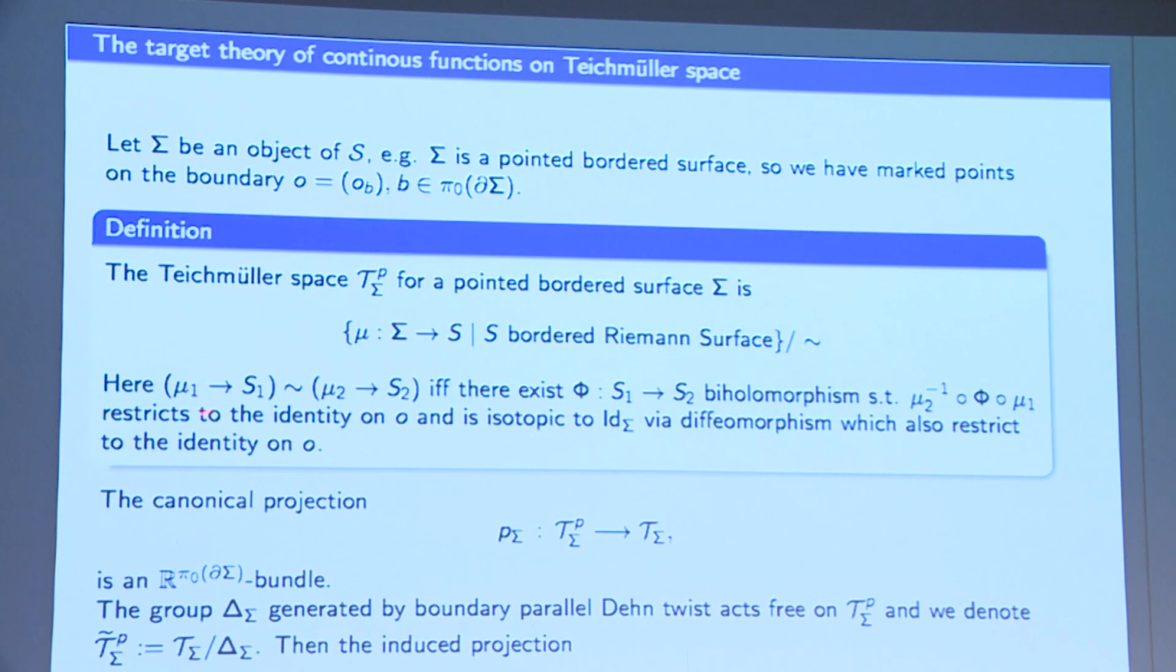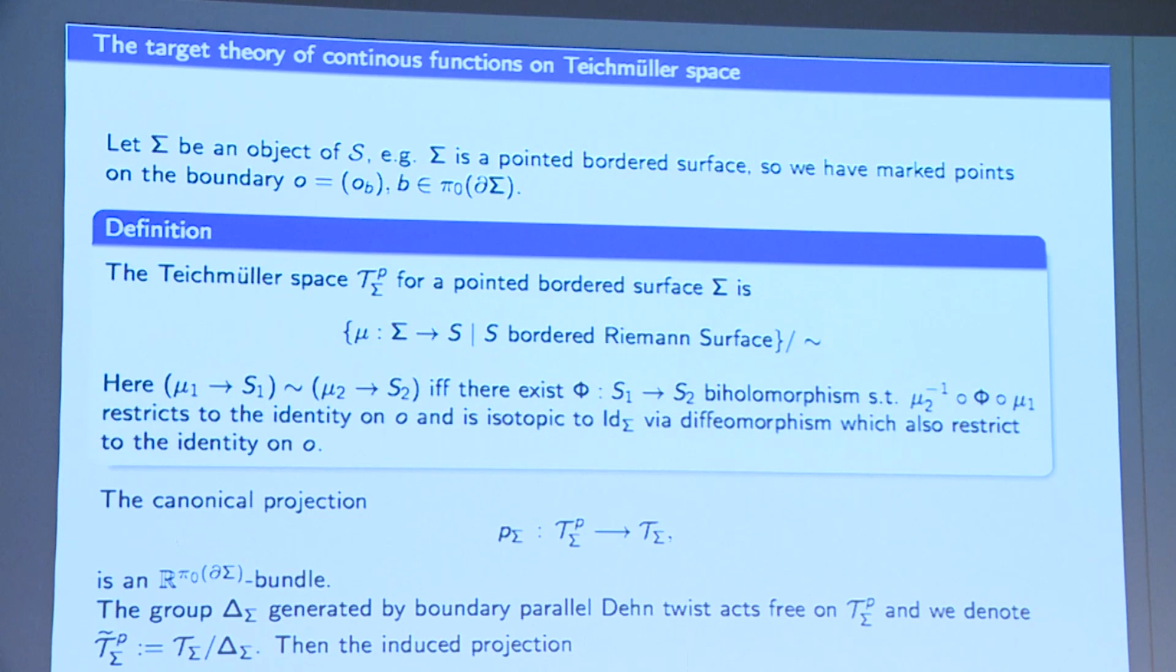And two such guys here are equivalent if there exists a biholomorphism from the first Riemann surface to the second, such that when you do this composition around, this first of all restricts to the identity on the marked points, and it is isotopic to the identity on the surface via diffeomorphisms which restrict to the identity on these marked points, so it doesn't change these marked points. So it isn't quite the usual Teichmüller space.